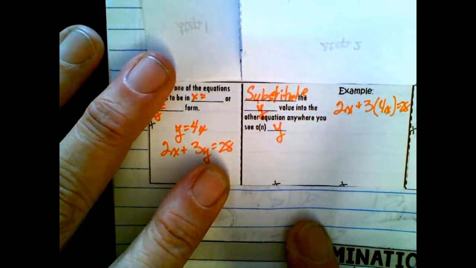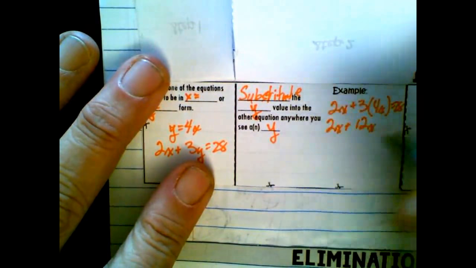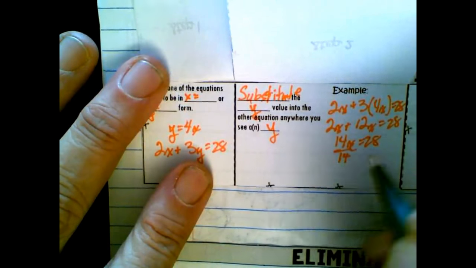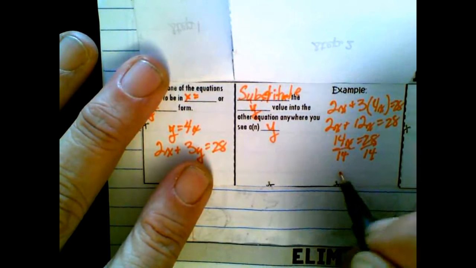Okay, and now I'm just going to solve this until I get a value of x. So I'm going to simplify this multiplication right here. So I have 2x plus 12x, that has to equal 28. Combine our like terms: 2x's plus 12x's is going to give me 14x's. That has to equal 28. And now I don't care about 14x's, I only care about 1. So I'm going to divide by that 14. And we get x equals 2.